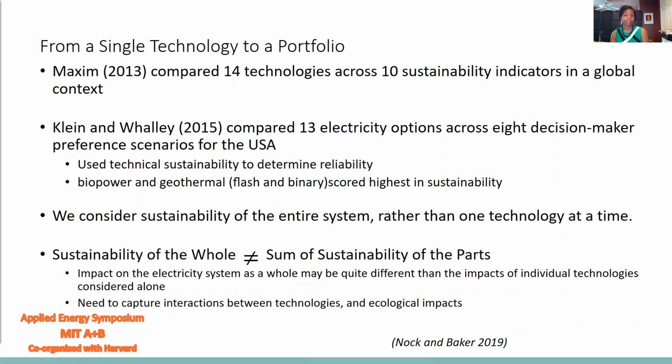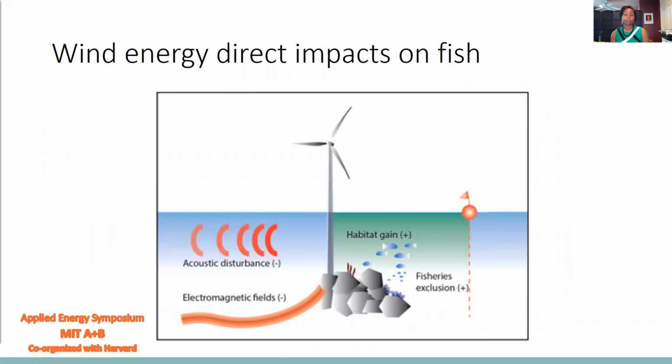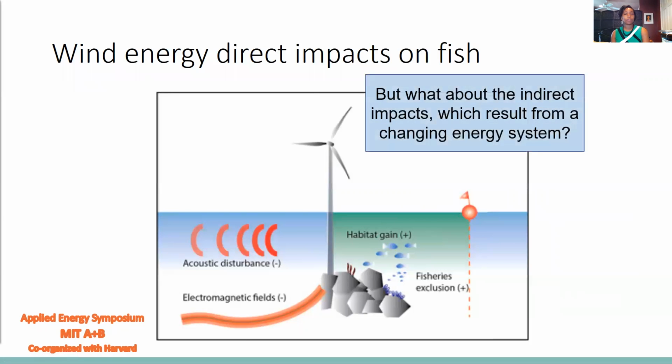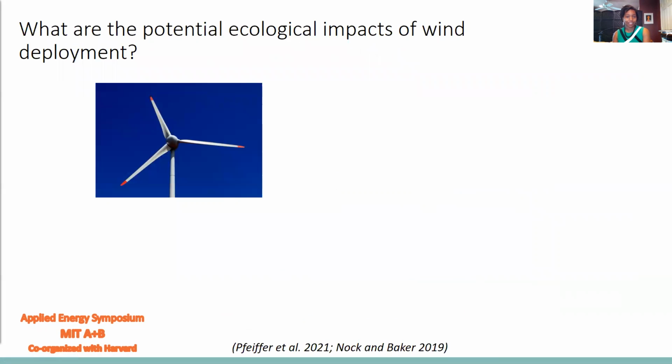and then this can also help inform what those ecological impacts are. Normally, when people think of offshore wind energy, we tend to focus on the direct impacts. Again, that's taking that singular technology view, where offshore wind energy can build habitat gain for juvenile fish. There also may be acoustic disturbances during the drilling phases. But there is a question about what are the indirect impacts that can result from a changing energy system. So let's dig a little deeper into that.